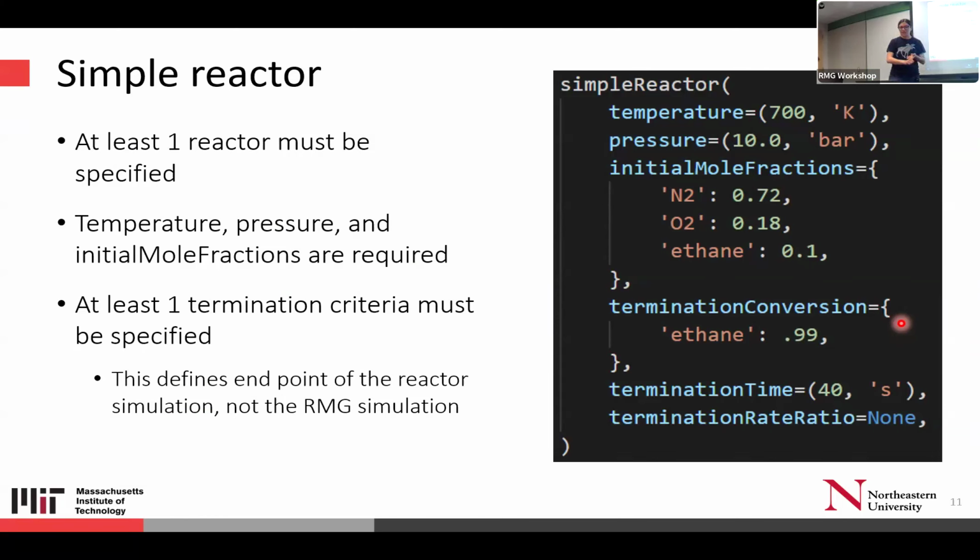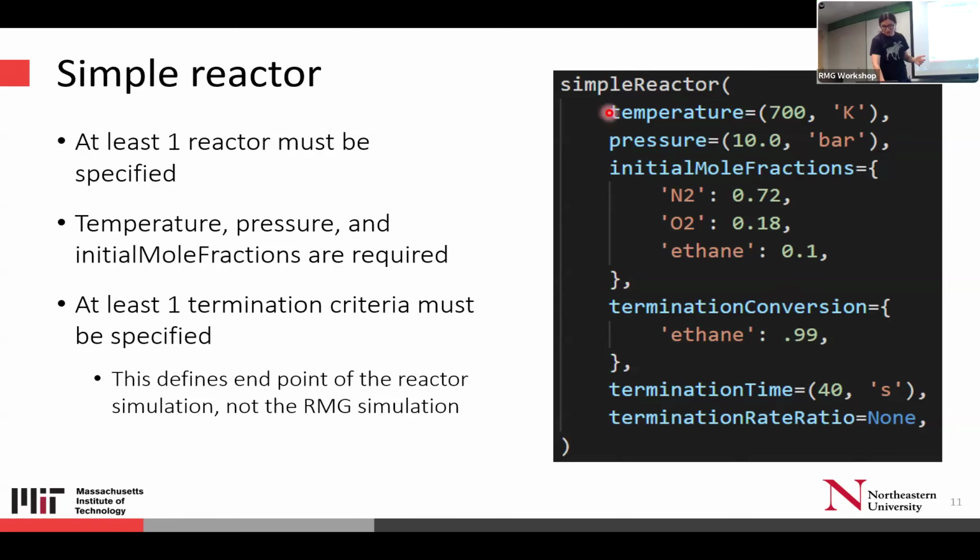So the next step is to add which reactors RMG is going to include. And so you have to specify at least one reactor, because that's what RMG is doing, it's reacting things to figure out what should go in the mechanism. But you can specify more than one.